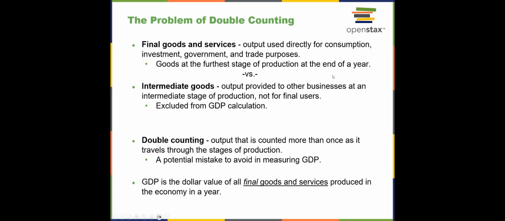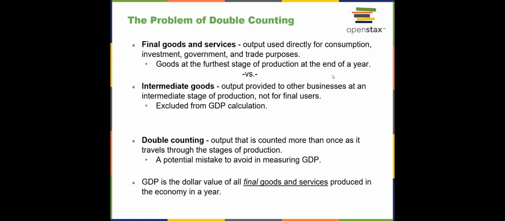So when we calculate GDP, we have to make sure we are not double counting any good or service. For that reason, we need to understand the difference between final goods and services and intermediate goods. So what are final goods and services? These are output used directly for consumption, investment, government, and trade purposes. So these are the goods at the furthest stage of production at the end of a year. Intermediate goods, on the other hand, are goods provided to other businesses at an intermediate stage of production, not for final users. And they are excluded from the GDP calculation.